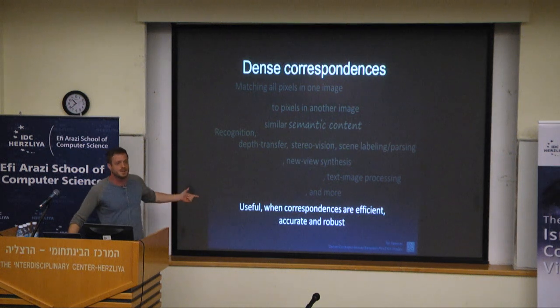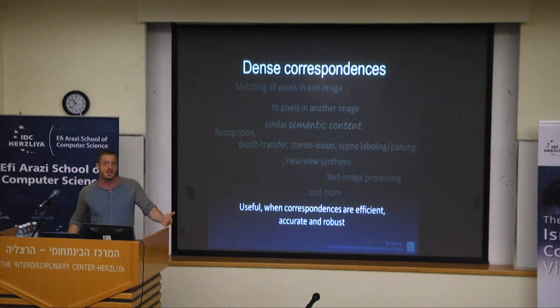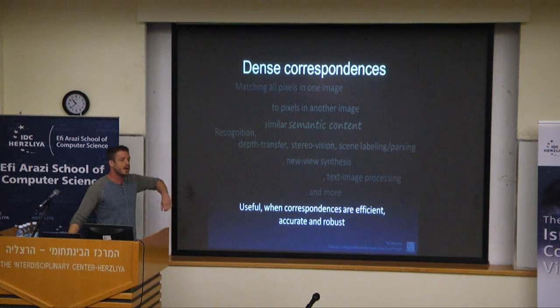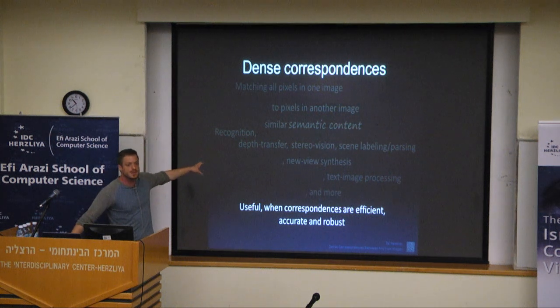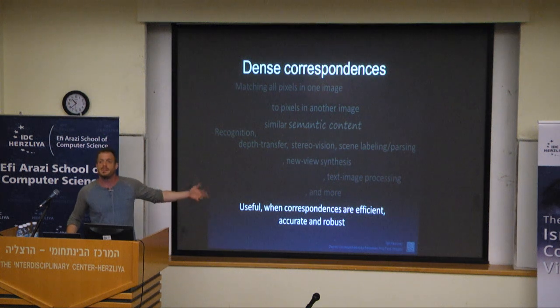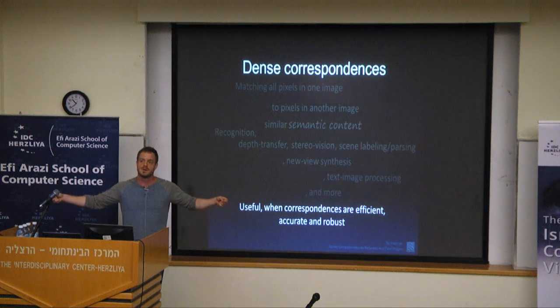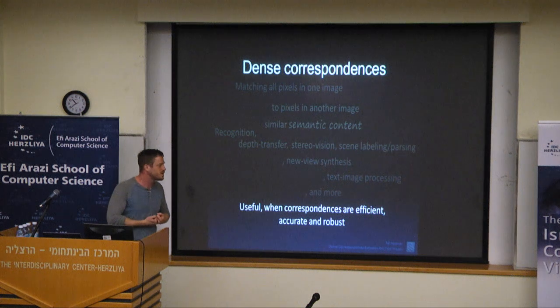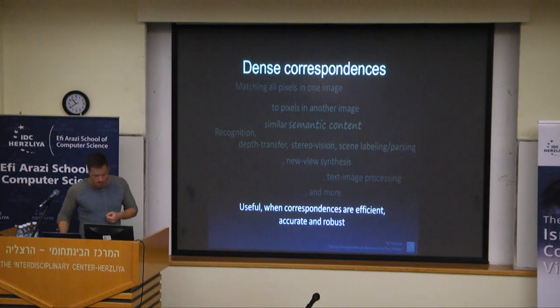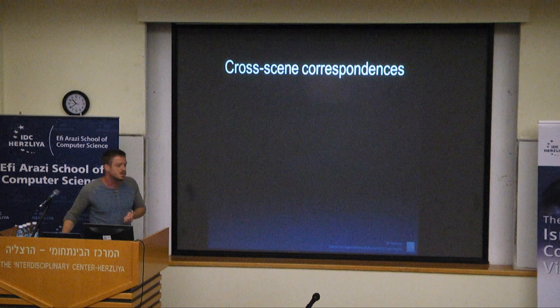Accurate: many of the applications that I've shown require per pixel labels to be transferred from one image to the next, so you need per pixel accuracy. But possibly the most important is robust. And when I say robust here, in all the applications that I mentioned, other than stereo vision, robustness refers, amongst others, to the ability to tie pixels across scene differences. So different scenes, and you're still robust enough to match pixels which share the same semantic content. So how do you perform cross-scene correspondences?